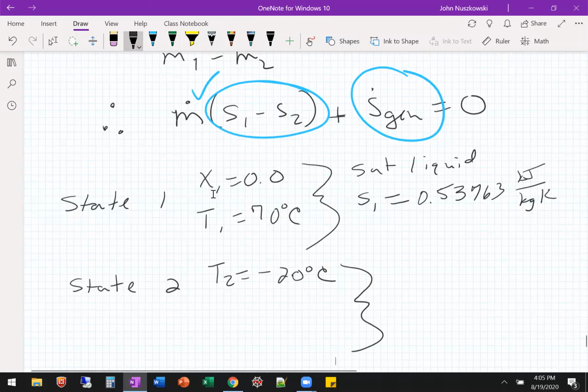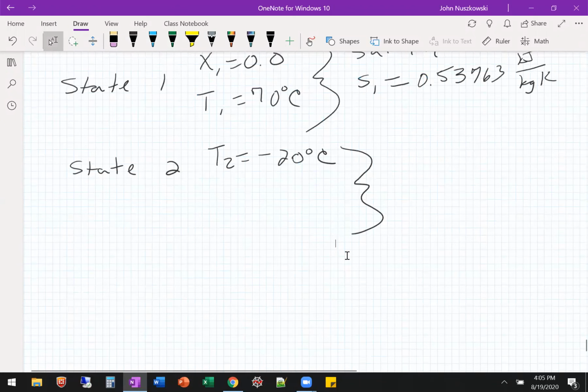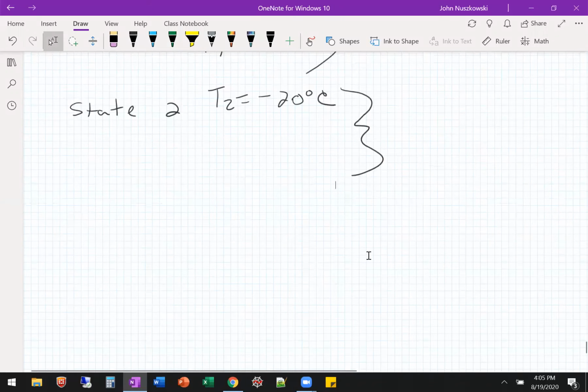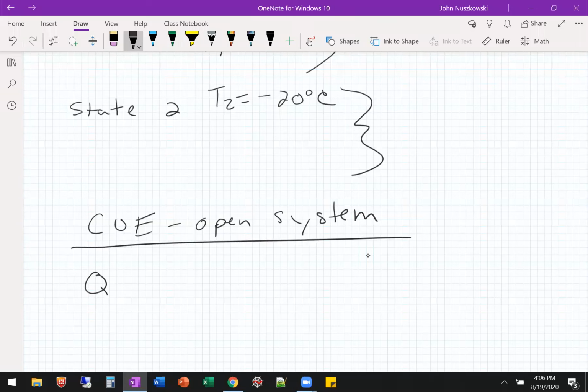It's not actually volume in this case. Any other ideas? Anybody? All right, so we're unsure. Let's do our conservation of energy, open system.